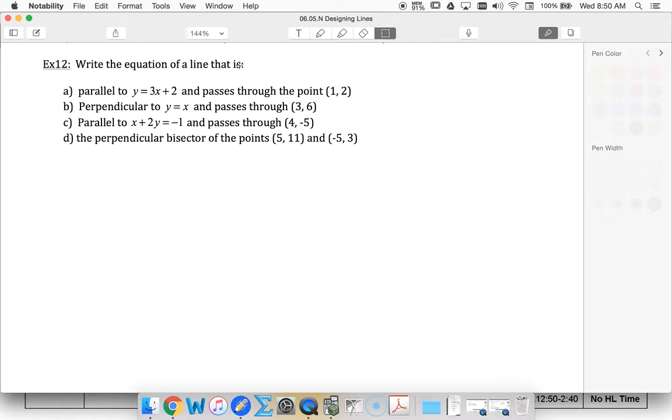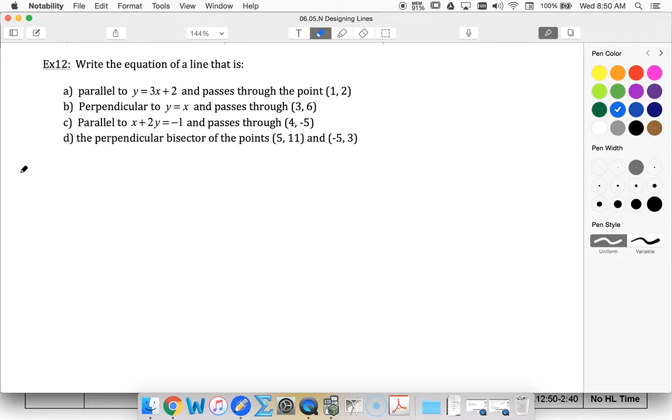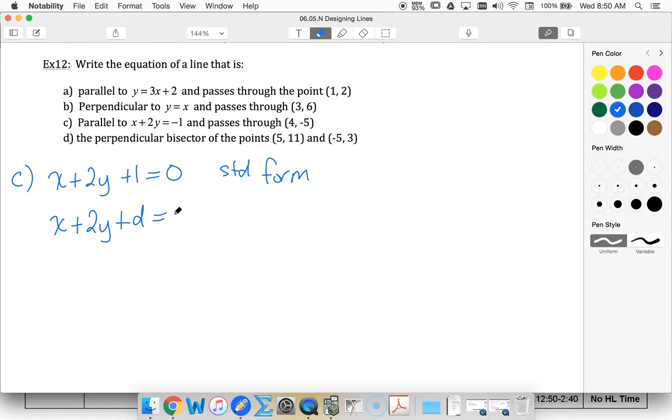So if we think about that first line, we've got x plus 2y. If we move this 1 over, we'd have plus 1 equals 0, and this would be standard form. So we know a parallel line is going to have the same x plus 2y part, but its d part will be different. That will be a parallel line.